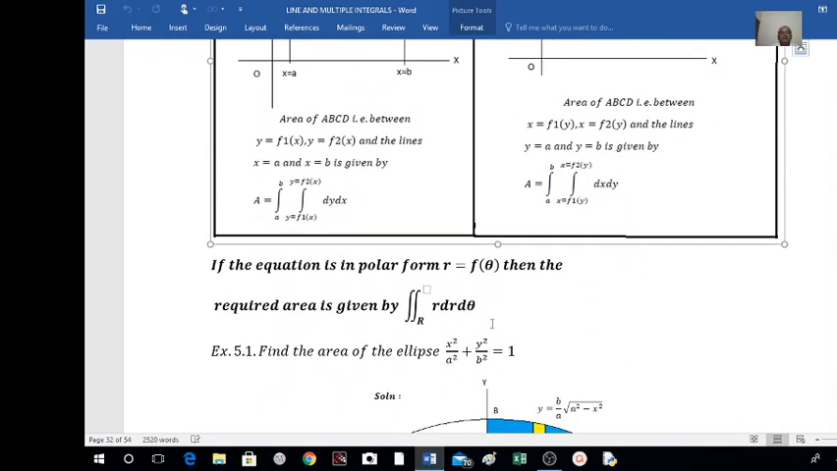And if the given equation is in polar form, so r is equal to f of theta, then the required area is given by r into dr into d theta over the given region R.